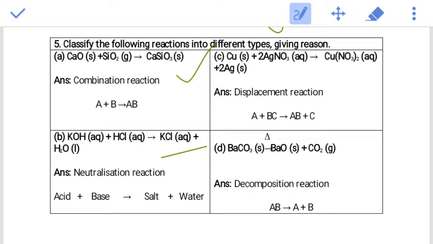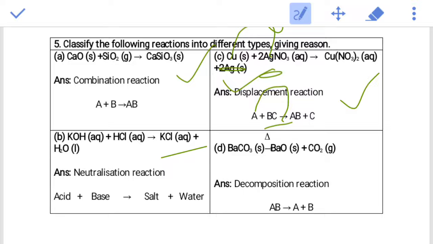Now the C part, Cu plus AgNO3. Cu is copper, AgNO3 is silver nitrate, and in the product we get copper nitrate and silver. So here in the equation you can check, Cu displaces Ag, the silver. After displacement we get copper nitrate and silver. So this is a displacement reaction, and in the reason A plus BC gives AB plus C. It means that C is replaced by A, and we get AB plus C. So this is a displacement reaction.